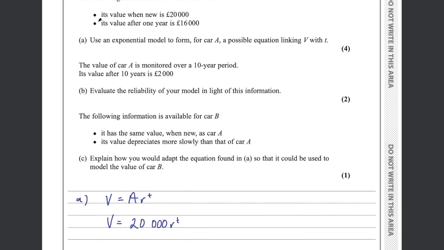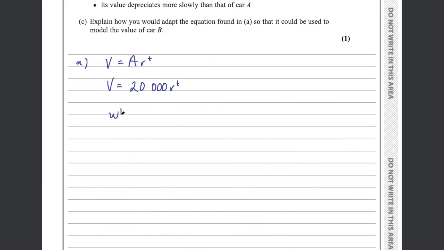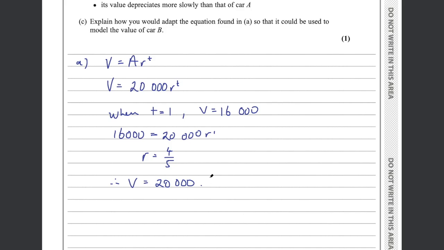And then using this data point, the value after 1 year is 16,000, input that in. So when t is equal to 1, v is equal to 16,000, then we would have 16,000 equal to 20,000 r to the power t. Sorry, t is 1 here. So then r is going to be 16,000 on 20,000, basically 16 on 20, which is 4 on 5. So therefore, the equation for v can be written as 20,000 times 4 on 5 to the power t.